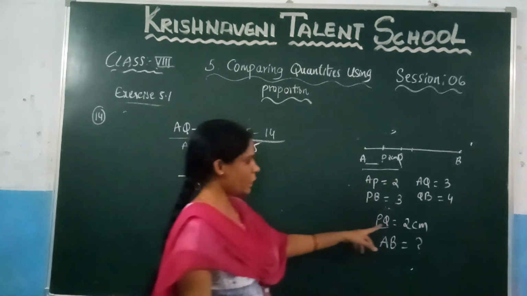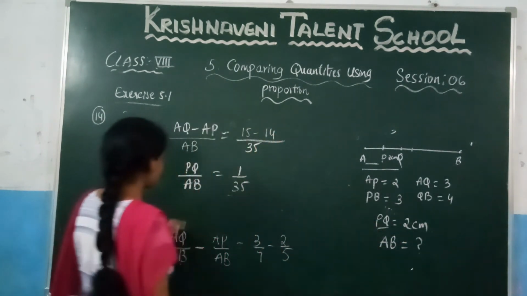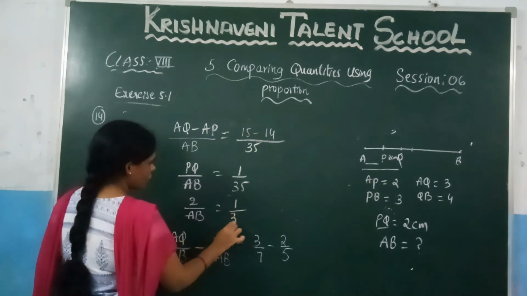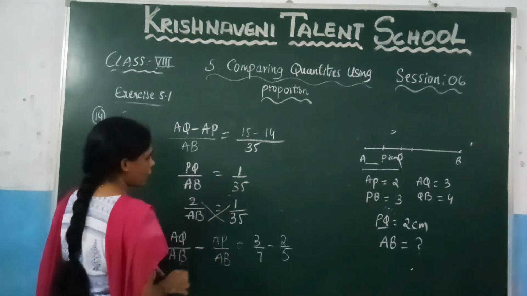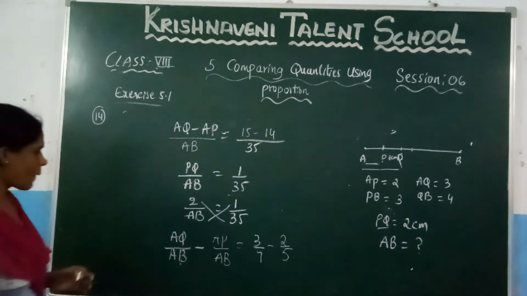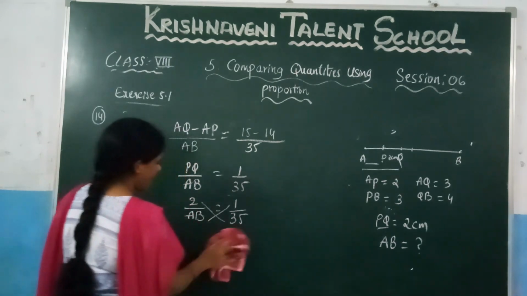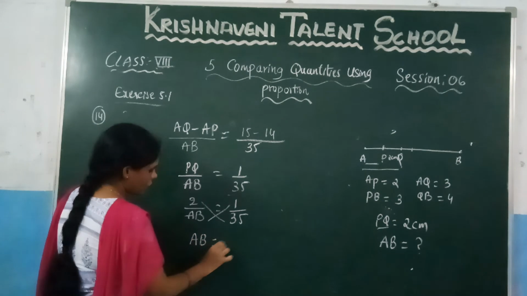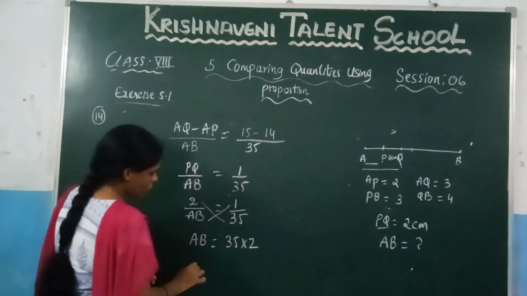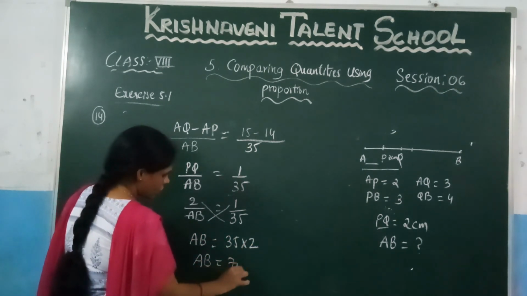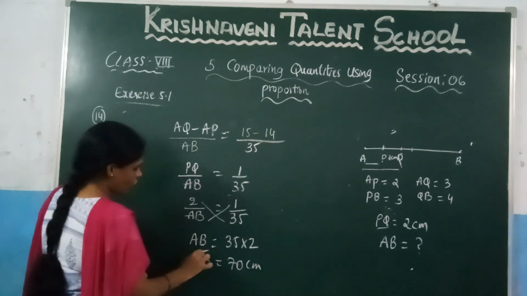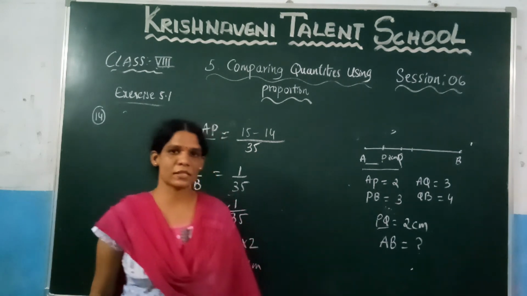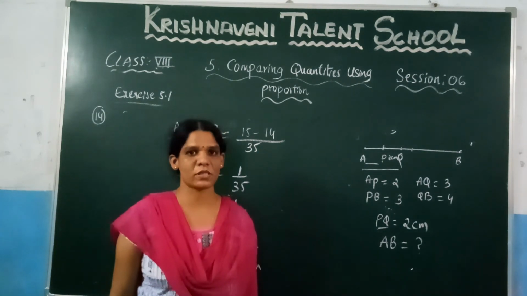And what is the length of PQ given here? 2. So let us write it here 2 in place of PQ. So just cross multiply, so that what you will get here? You will get AB into 1, which is AB, is equal to 35 into 2, which is 70. So we have found the length of the line segment AB. With this, the session is completed. In the next session we are going to start the new exercise.